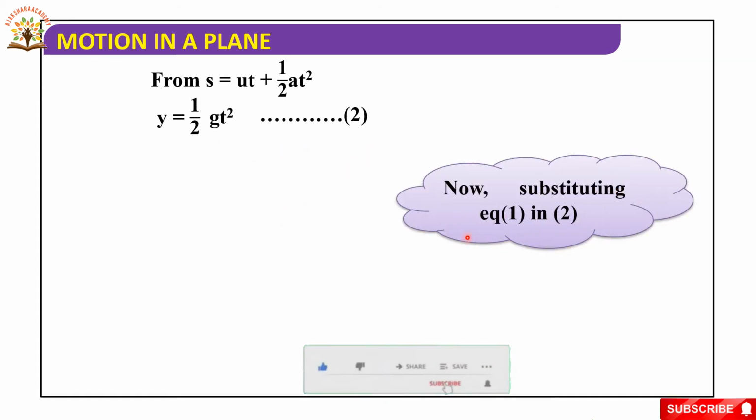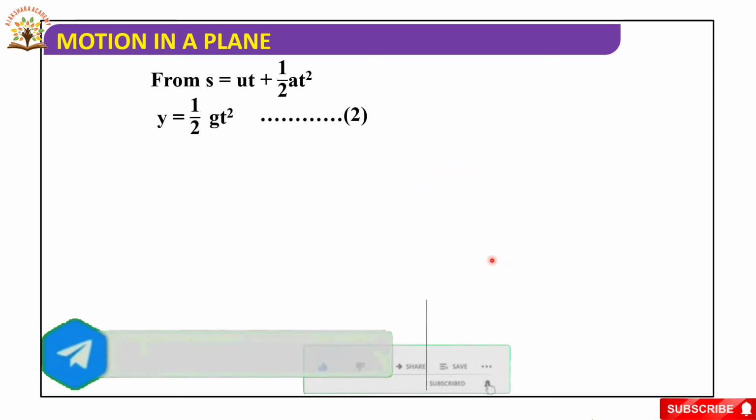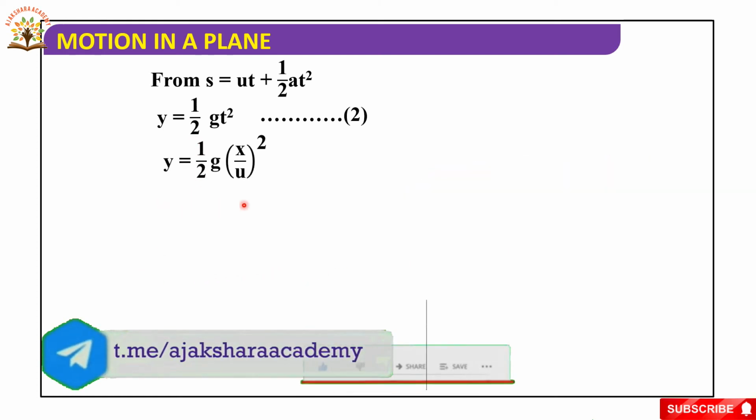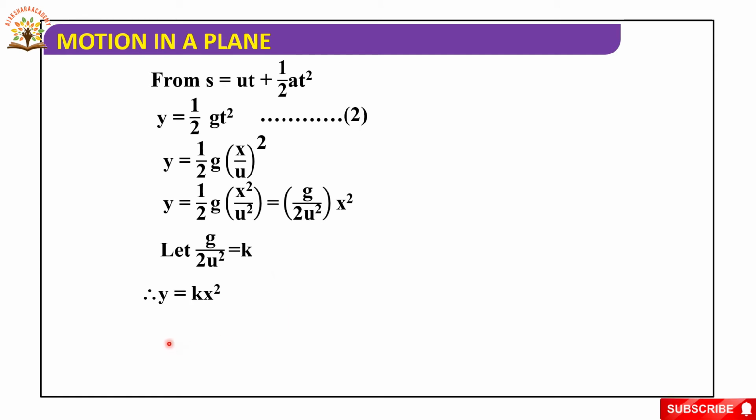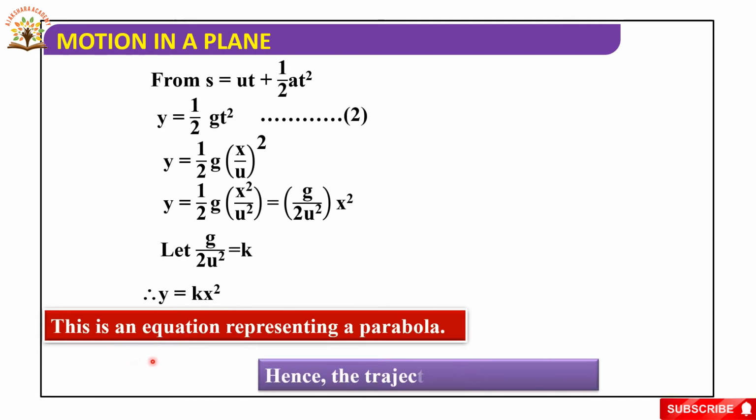Now substituting equation 1 in equation 2, we get y is equal to half g. In the place of t, we are writing x by u from equation 1. So y is equal to half g into x by u whole square. y is equal to half g x square by u square. This can be written as g by 2u square into x square. Let g by 2u square be equal to k. Therefore y is equal to k x square. This is an equation representing a parabola. Hence the trajectory is a parabola.